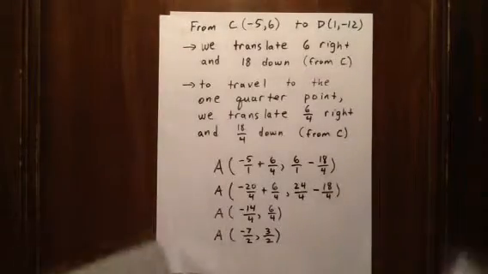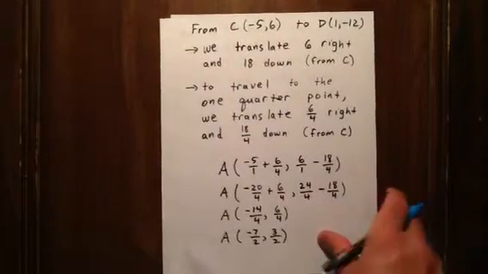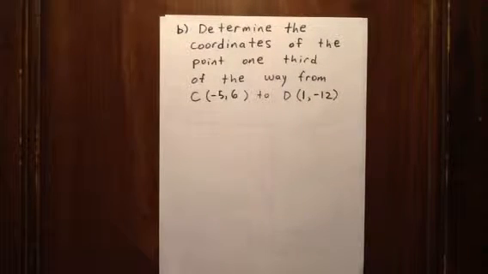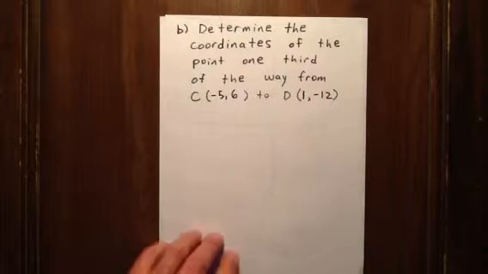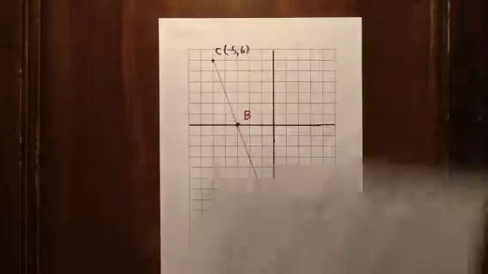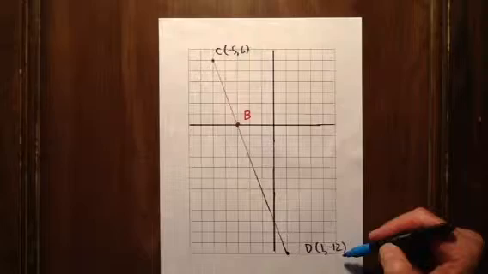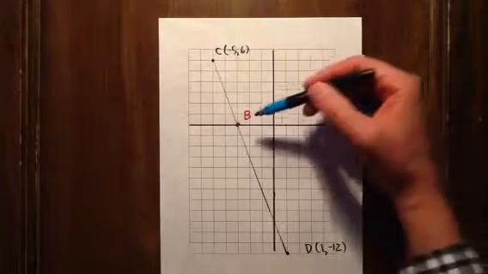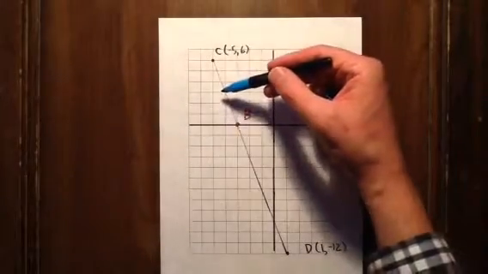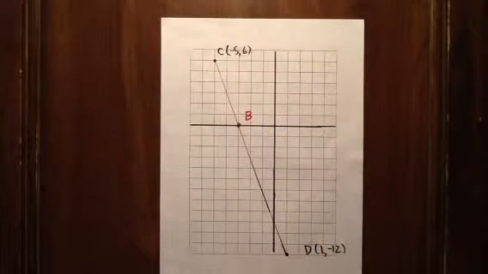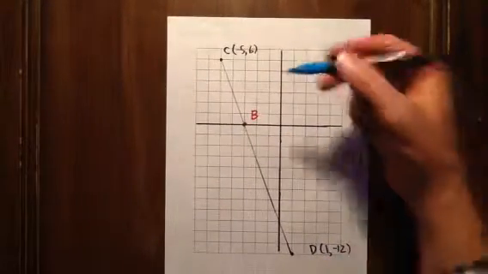Okay, now, moving on then, we can generalize that a little further, and now we can find the 1/3 point. So this next question asks us for the coordinates of the point 1/3 of the way from C to D. So to do that, if it helps us to visualize, we can draw a diagram from C to D. And we're looking for this point B, which is 1/3 of the way from C to D. Well, we're going to use the same ideas.